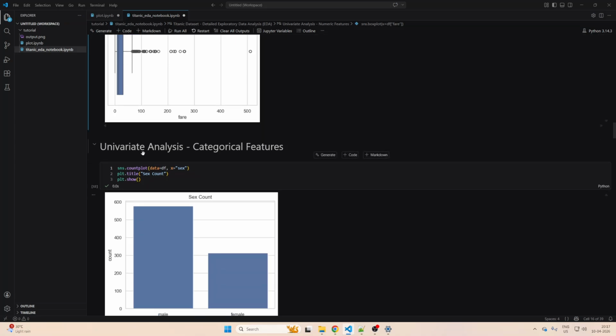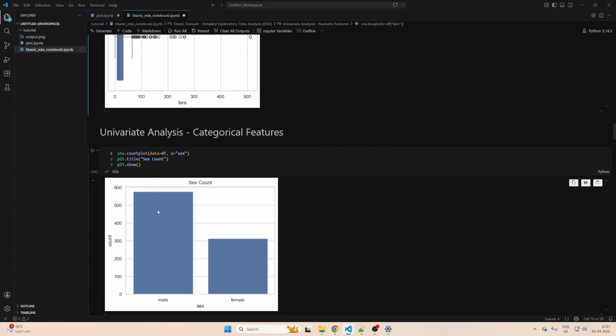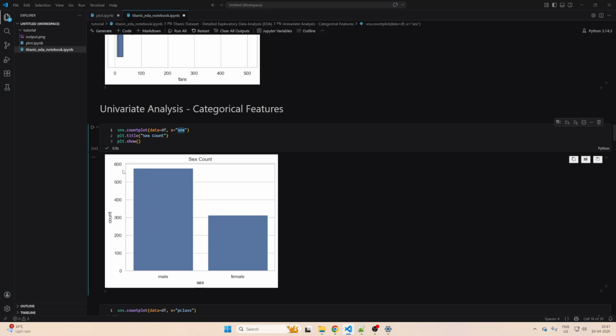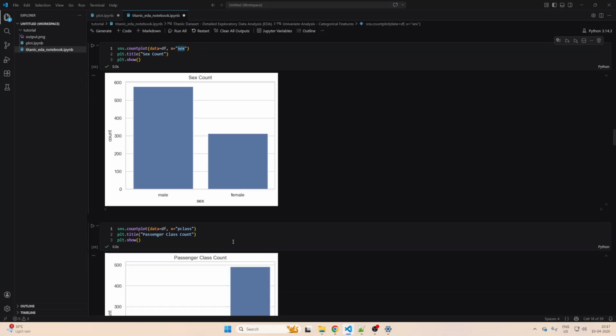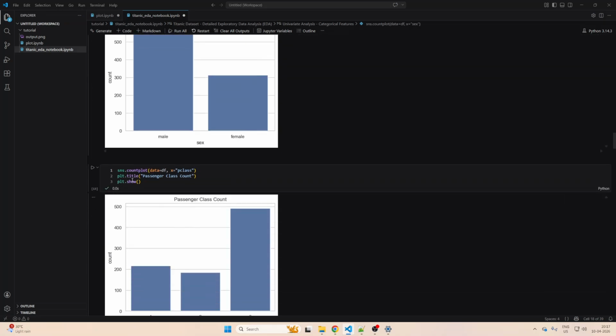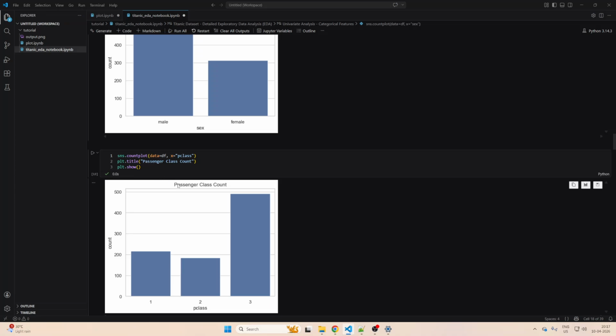Now let's go to the univariate analysis. So sex, how many males and females? There are around 570 males and around 300 females. How many classes are there? 1, 2 and 3 class. Like I said before, class 3 has more individuals compared to 1 and 2.